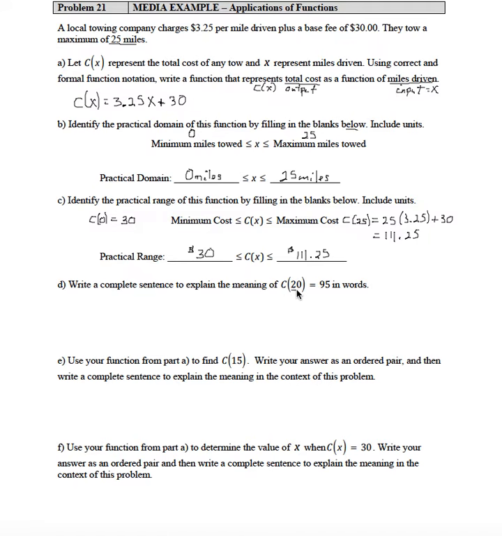Part D, write a complete sentence to explain the meaning of C of 20 equals 95 in words. 20 is input, that's going to be miles driven. 95 is output, that's going to be a cost of $95. So I'm going to write my sentence, pause the video, write your sentence, see if it matches what I get. So in words, C of 20 equals 95 can be written as a tow of 20 miles would cost a total of $95.